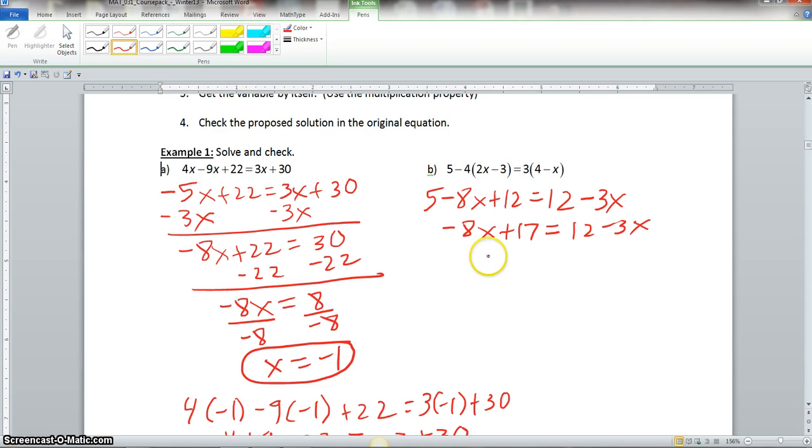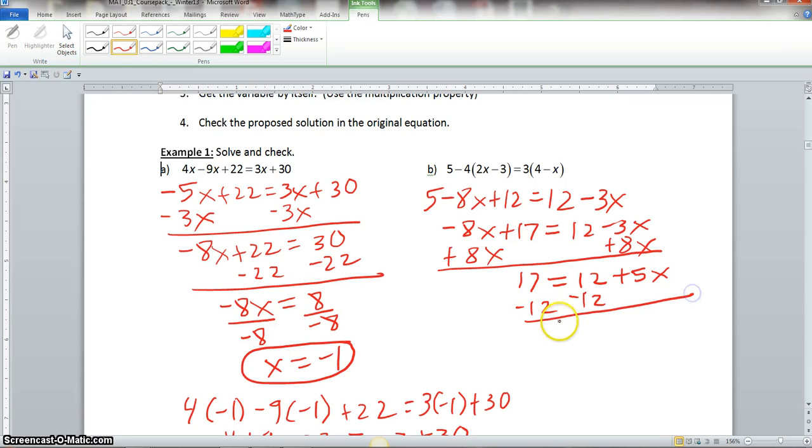Now, we need to get all of the x's on one side. This time I'm going to move it from the left side to the right side. So we will add 8x on both sides. And we will have 17 is equal to 12 plus 5x. Now we will subtract 12 on both sides. And we will have 5 is equal to 5x. We will divide each side by 5. And 1 is equal to x. Now, 1 equals x, and we could check it.